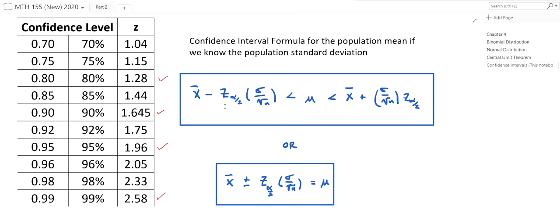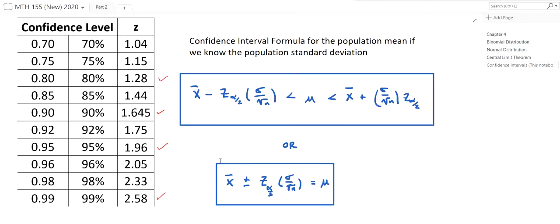So for example, if I had a 92% confidence interval, my Z would be 1.75. That's what would go in for Z alpha over 2. And remember, alpha was the area outside our confidence interval area. So alpha in the case of a 70% confidence interval would be 30%, and then alpha over 2 would be half of that, 15% on either side of the rat tails.